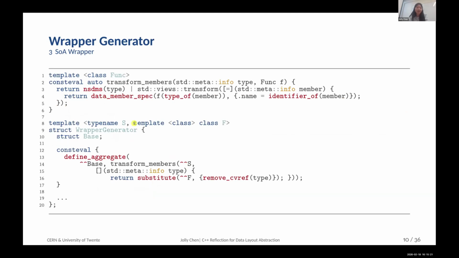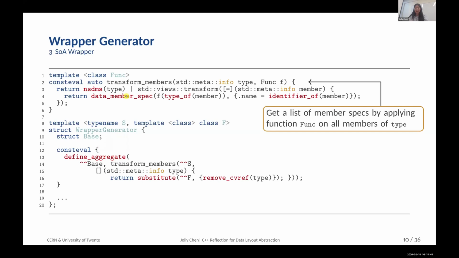So the wrapper is implemented using a structure that we call wrapper generator. And this wrapper generator takes as a template parameter, as shown previously, the original structure and the container type that we want to have for each SOA member. And this wrapper generator has a declaration for a base structure that we define. We define this using a helper method called transform methods, which takes the data members of the original structure and then creates a new data member specification for each new data member.